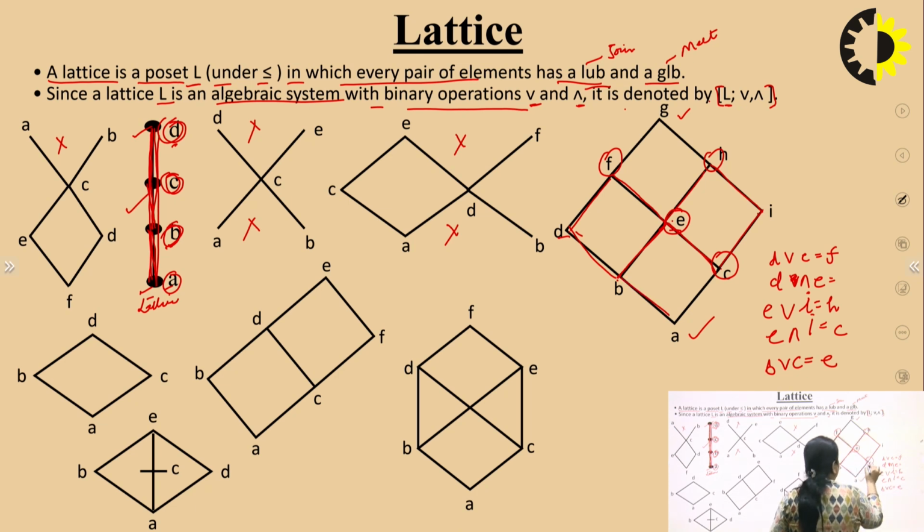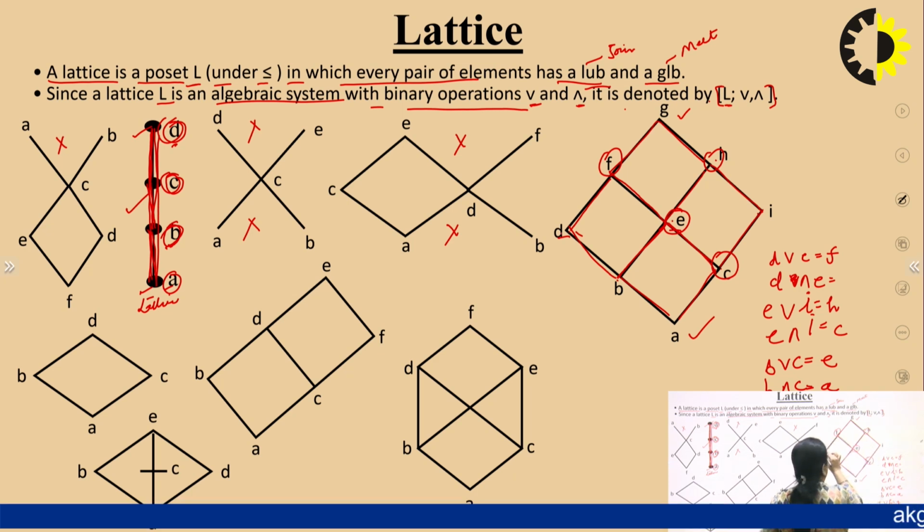We are having B and C meet as A. Now, F and H, we are having join as G, and for F and H meet as E. Now D and I, we are having the very first point of joining is G. So for D and I, we are having G, and for the meet we are having A.